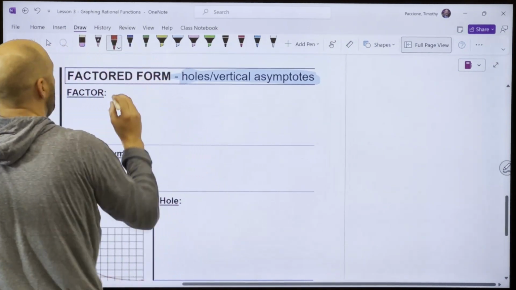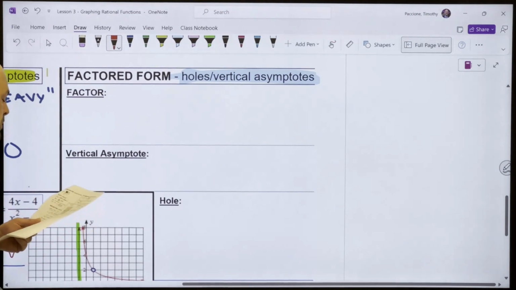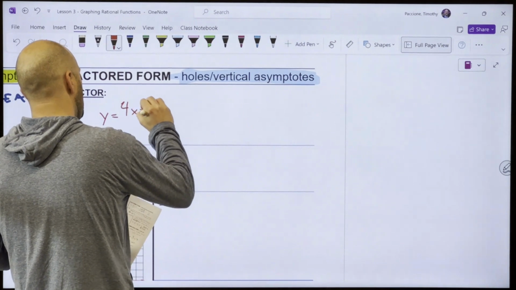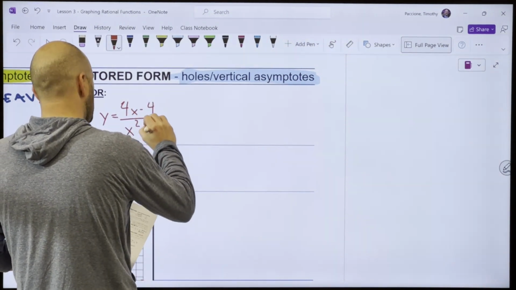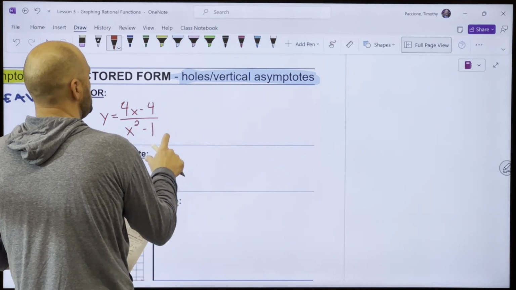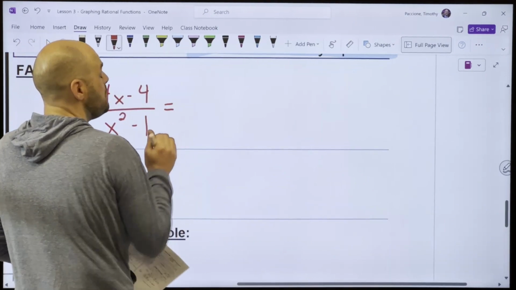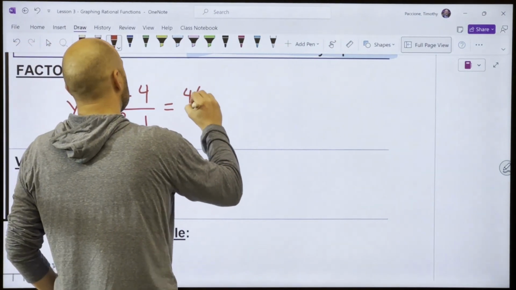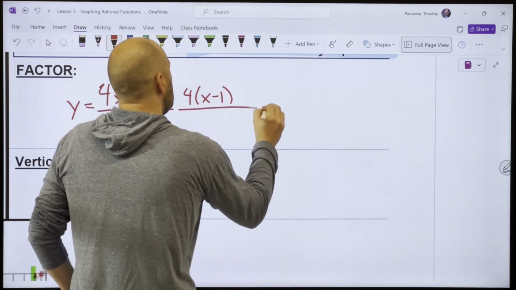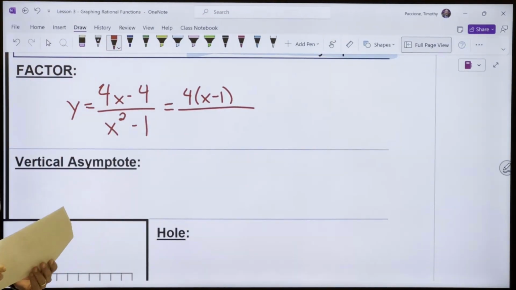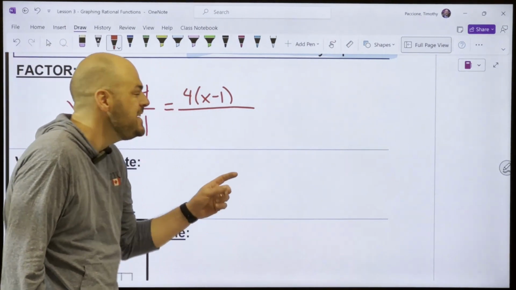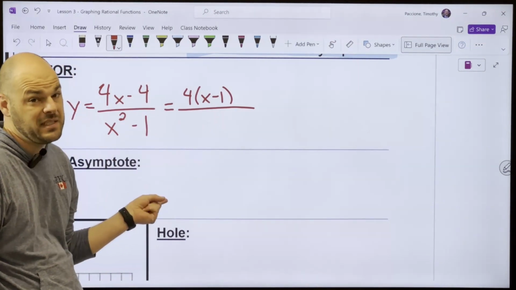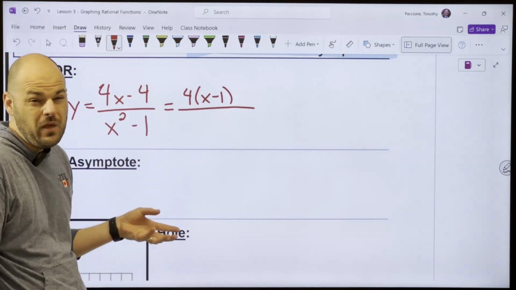Now we factor to do our holes and vertical asymptotes, right? So I start with y equals 4x minus 4 over x squared minus 1. I'll zoom in here. All right, I look at the top and the bottom one at a time. On the top, I see, oh, 4 goes into both. So that's 4 times x minus 1. Now, anytime you do the top, you get a little clue. X minus 1, like, we know things are going to cancel a lot. So maybe x minus 1 is going to be in the mix downstairs too, right? So you kind of want to have that in the back of your mind.